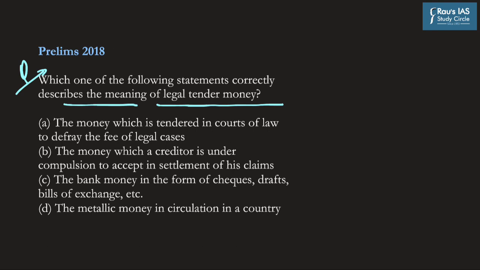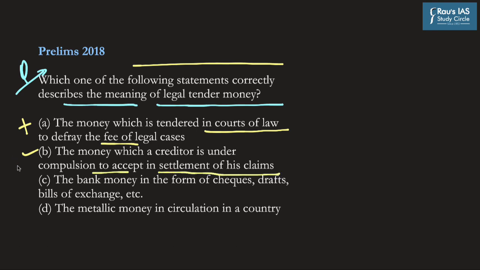It states that which one of the following statements correctly describes the meaning of legal tender money? Options are A. The money which is tendered in courts of law to defray the fee of legal cases. No, this is incorrect. B. The money which a creditor is under compulsion to accept in settlement of his claims. Yes, seems to be true. Let's go through the other options as well.